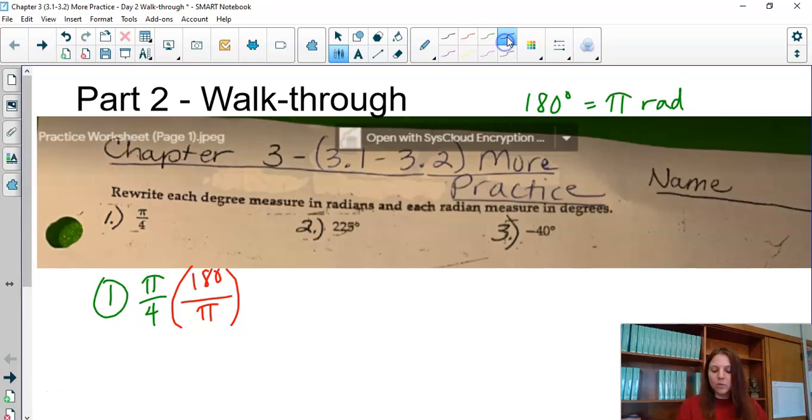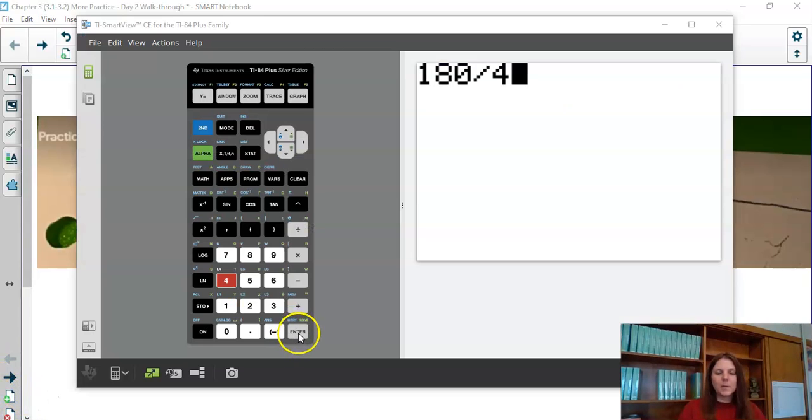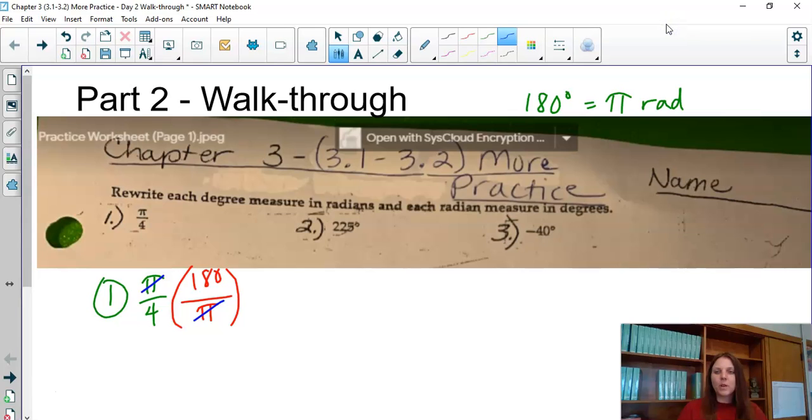So just to make life easier, I can go ahead and cross out the pi's. And what I'm going to be doing is taking 180 and dividing by 4. I'm going to type that in, and you can see that I get 45 degrees. So this would be a 45-degree angle.